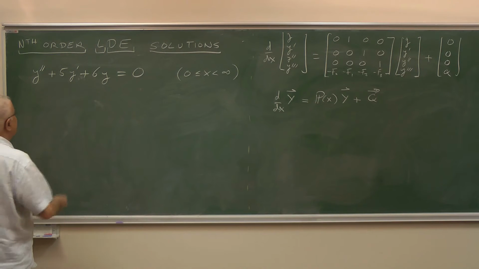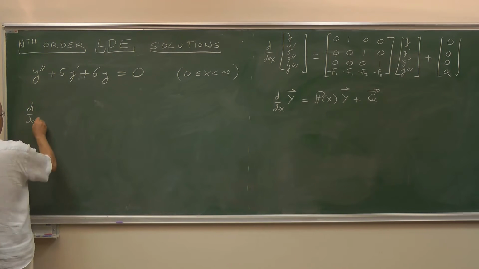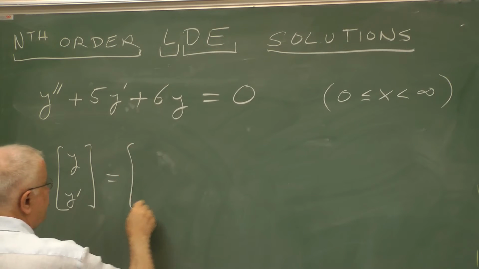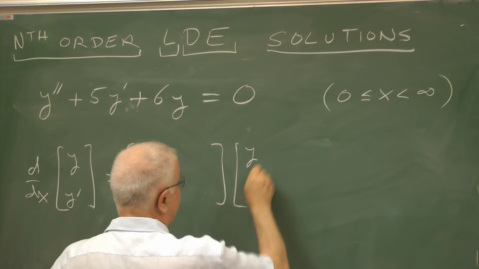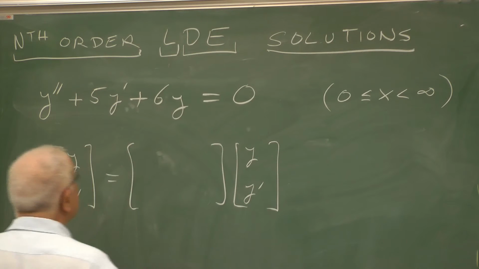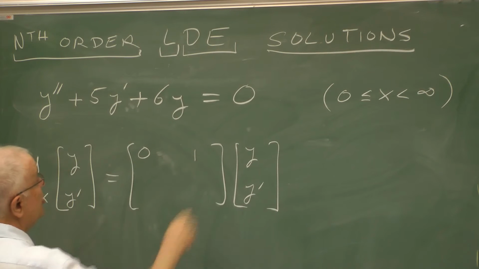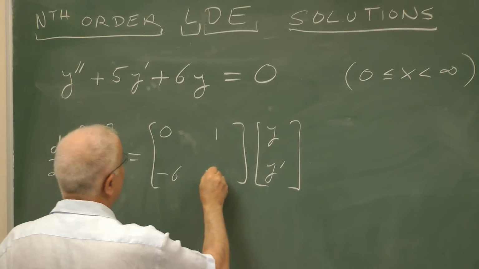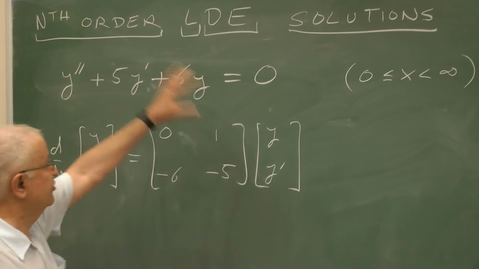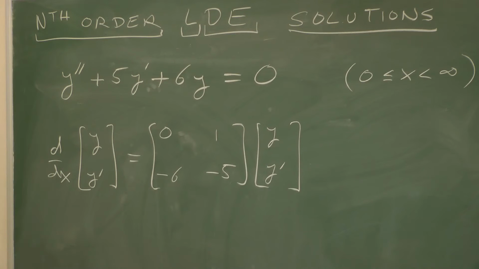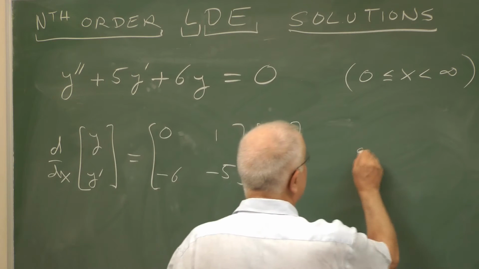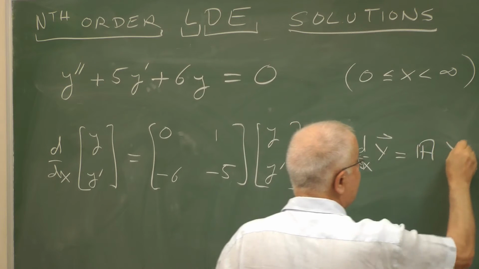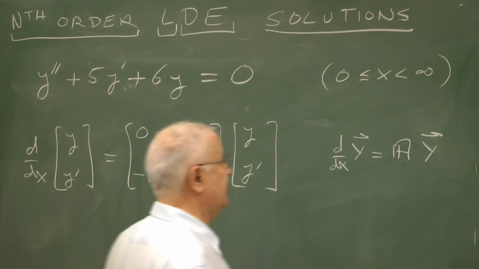Now, rewriting the differential equation as d/dx, it will be a simple two-dimensional column vector and a matrix, same thing. 0, 1 as usual, y is multiplied by minus 6 and y prime is multiplied by minus 5, if I take this to the other side. So this is d/dx y equals A y, where A is a constant matrix.